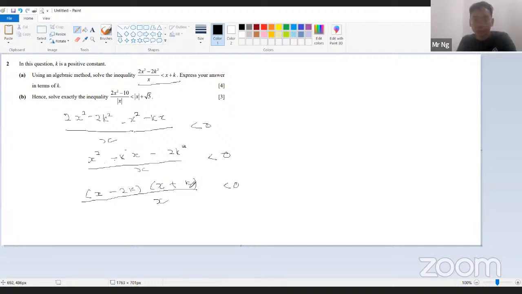Okay, this is where it gets a bit tricky. You need to know where to put your k on your number line. Firstly, here is minus k, then after that, here is 2k, because k is a positive constant now. Everything will change if they say k is negative. That's why every detail in the question is important. And we got this thing 0.